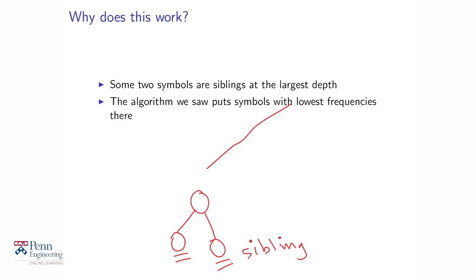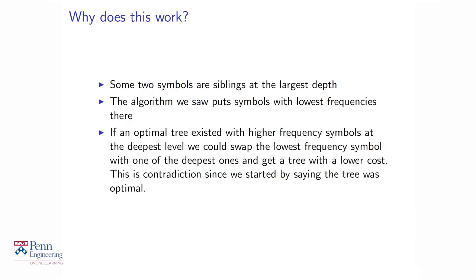And we saw that the algorithm puts symbols with the lowest frequencies in sibling leaves because it combines the two symbols with the lowest frequencies into one. And when it finishes, it finally uncombines them and puts them as sibling leaves. So why is that a good idea? In fact, we can also see, and this requires a little bit more of a proof, that the two symbols with lowest frequency are not only going to be sibling leaves, they're going to be sibling leaves at the deepest level. I won't prove that here.